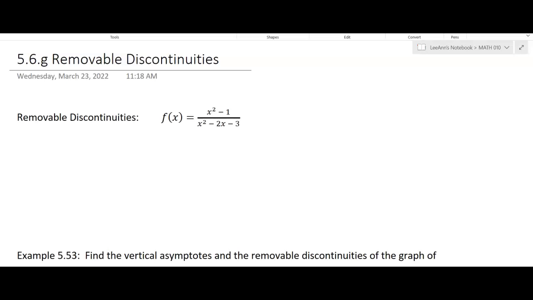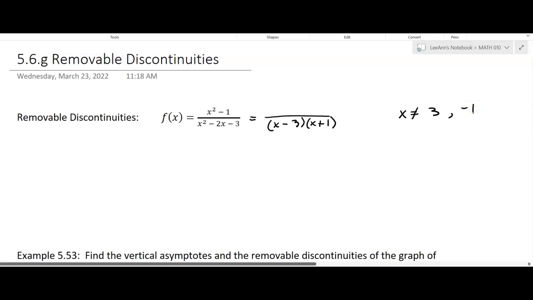So now we're going to talk about removable discontinuities. I don't make these things up, but this is what they're called. You may have had some questions about this on another problem, but let's say we have this function, a rational function, and you could factor the denominator. So let's factor the denominator. It's going to factor into x minus 3 and x plus 1. So I can say, by the way, x cannot be 3 and x cannot be -1.